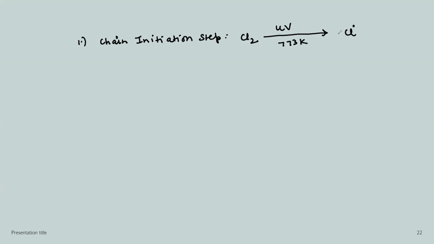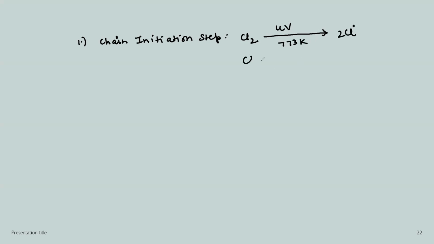Let me take another color. The very first step is chain initiation. So what happens? The chlorine molecule undergoes homolytic cleavage. So we have a chlorine molecule and it undergoes homolytic cleavage in the presence of light or at high temperatures like 773 Kelvin, and it forms chlorine radicals.